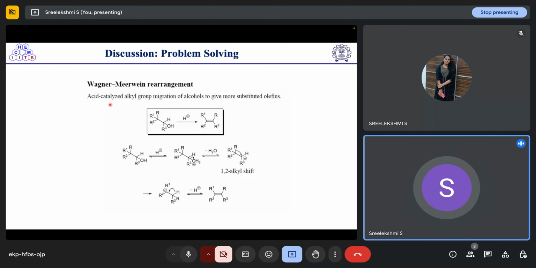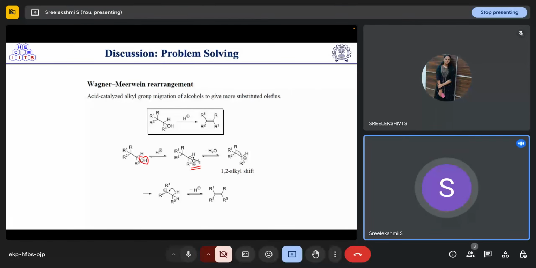The Wagner-Meerwein rearrangement is basically an acid catalyzed reaction which involves the alkyl group migration of alcohols to give a more substituted olefin. So the product we are getting here is a more substituted olefin, and our reactant is an alcohol and the reaction medium is acidic. Here, first, in the presence of this proton source, the hydroxyl group in our starting material will get protonated, and then the elimination of a water molecule will result in a carbocation.